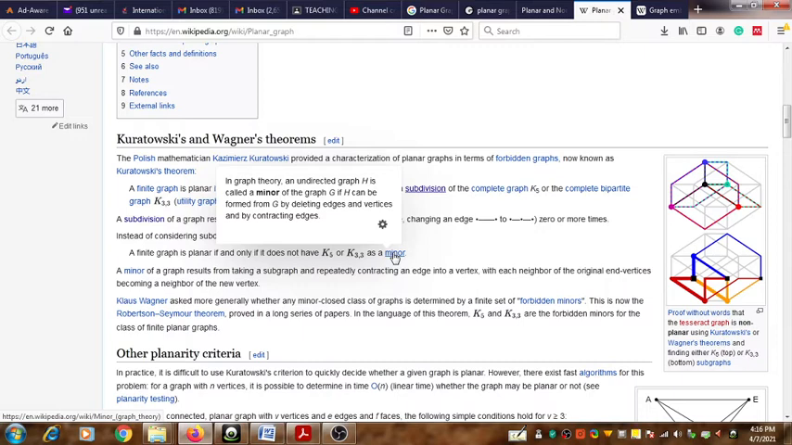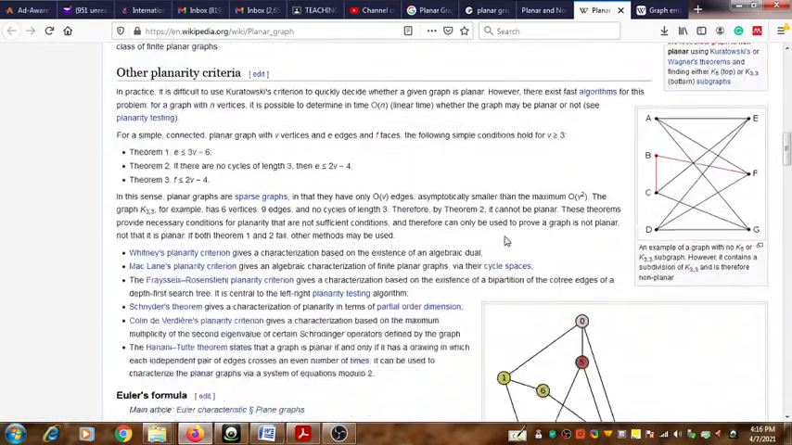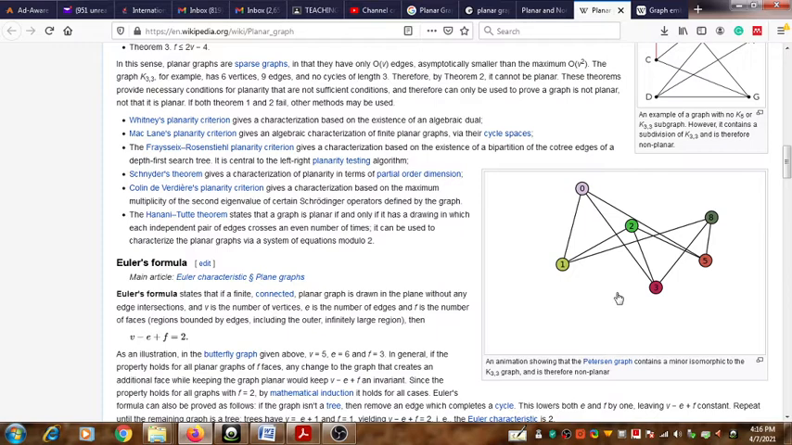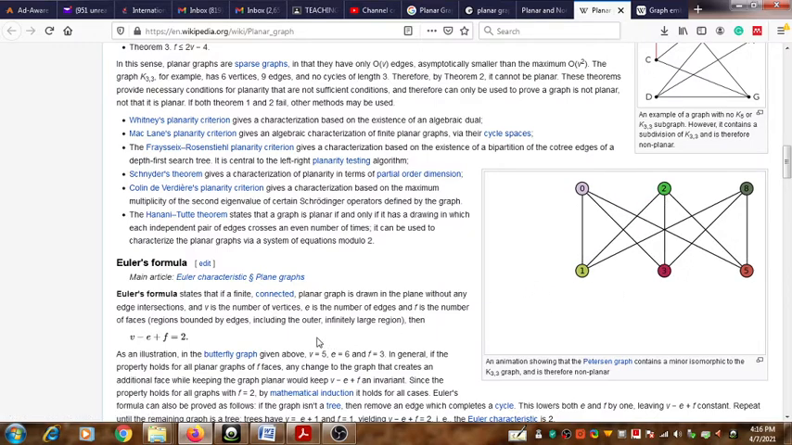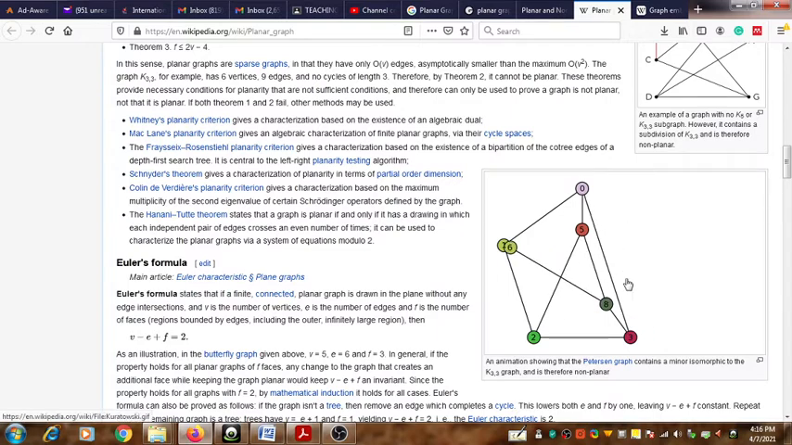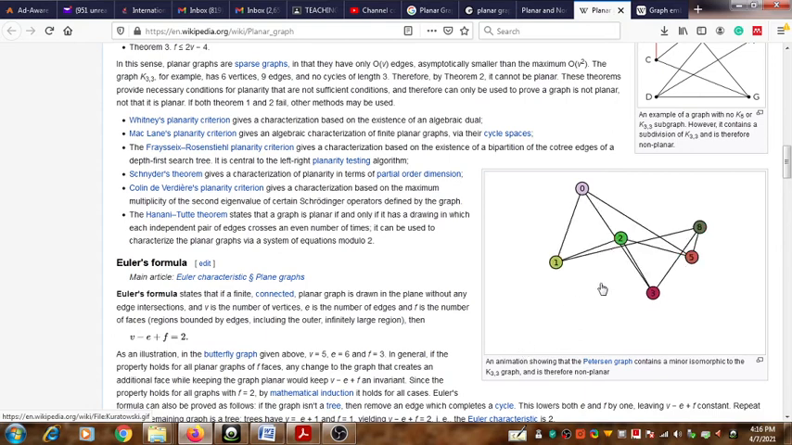Okay, and that minor operation can be seen here. It is explained in this animation. Initially, you can see this is the Petersen graph, and in the Petersen graph, one vertex and the three edges joined to it are removed. So one vertex and three edges are removed.